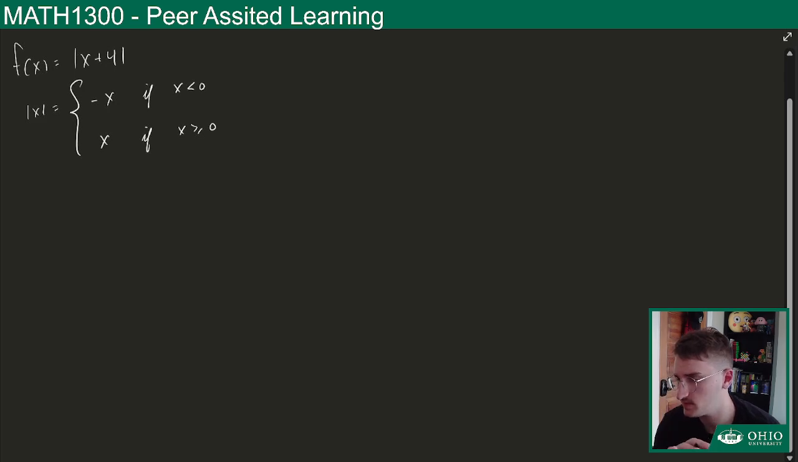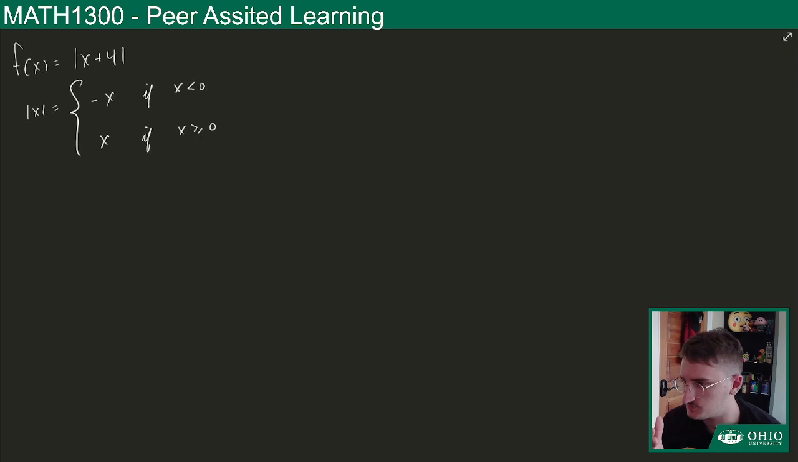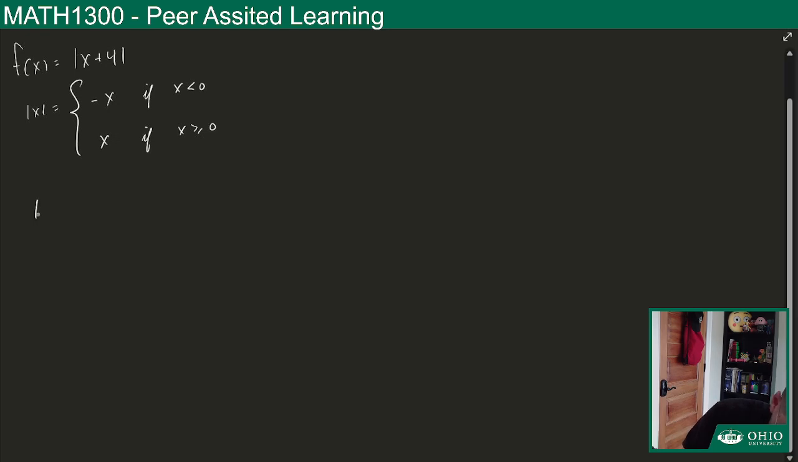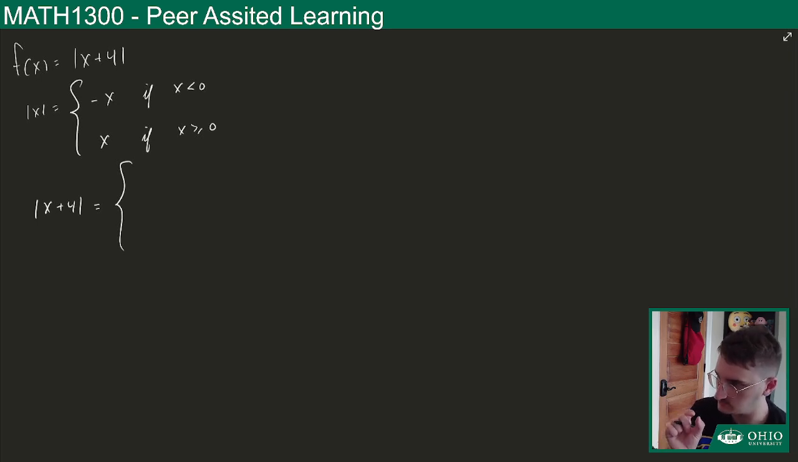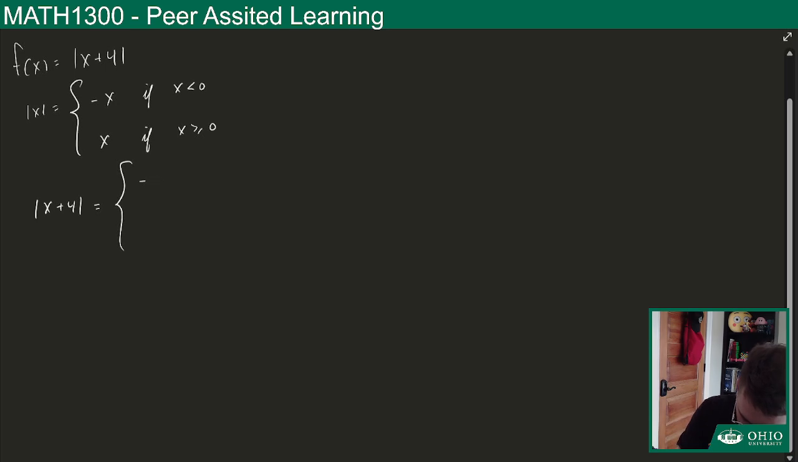Now, we can go ahead and apply our equation to this formula, but we want to be a little bit careful when we do so because it can be easy to mess up. So we have instead x plus 4 instead of just x. And so when we go through and define our piecewise definition, we actually can replace every instance of x with x plus 4. So it'll now be negative x plus 4 if x plus 4 is less than 0. And it'll be x plus 4 if x plus 4 is greater than or equal to 0.